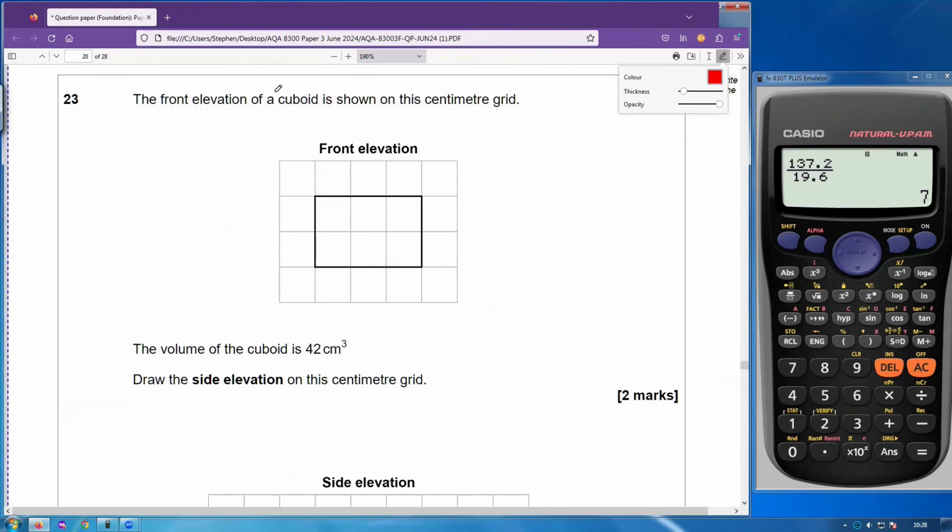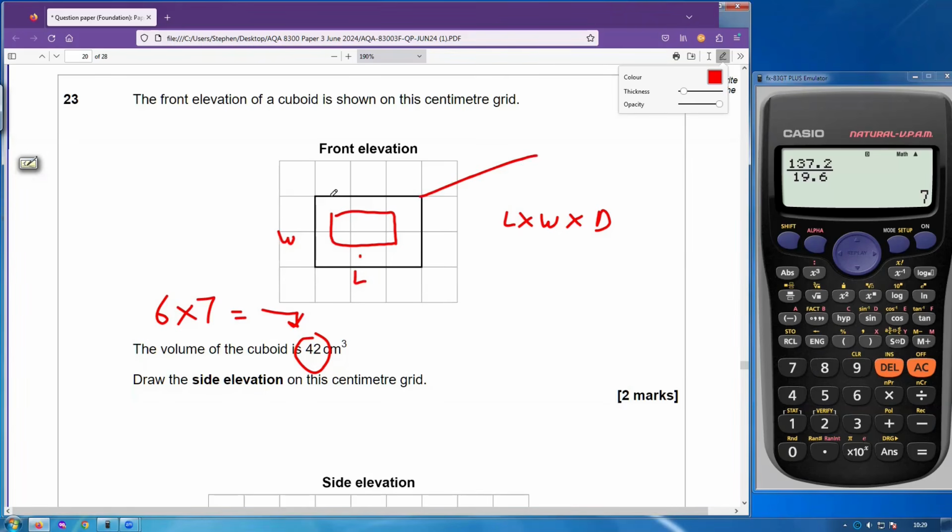The front elevation of a cuboid is shown on this centimeter grid. There's the front elevation. Volume of the cuboid is 42 centimeters cubed. As soon as I see 42, I think of 6 times 7. You've got 6 sevens equals 42. Got 6 squares here on the front. The way you work out a cuboid is its length times width times depth. There's our length, there's our width. Length times width is already given us the 6, 2 times 3.